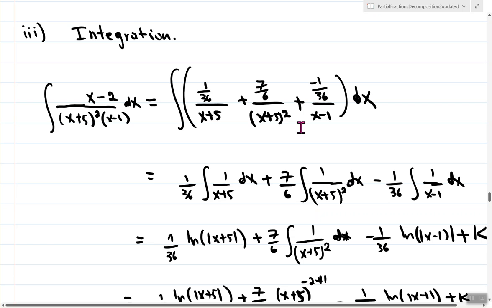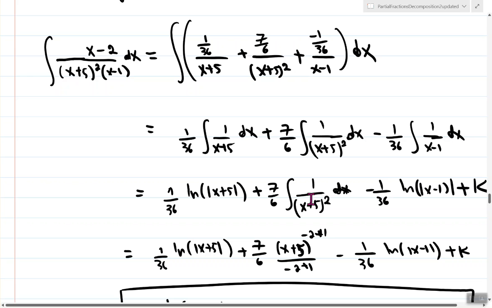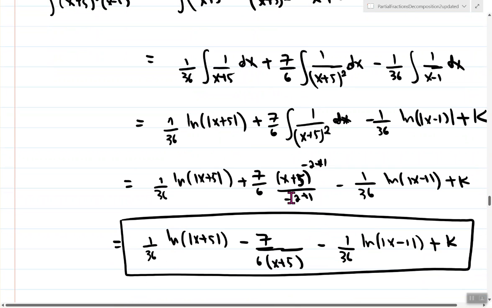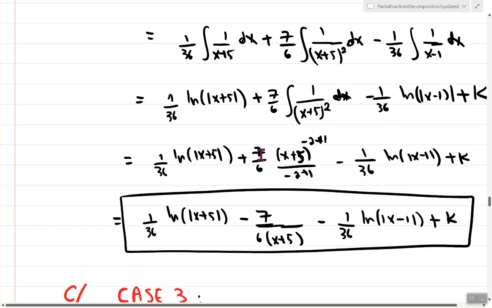For this one, we move 7/6 outside. We end up integrating 1 over quantity x plus 5 squared. We know we're going to use the u substitution. So u is going to be x plus 5, so that we're going to end up integrating 1 over u squared. We change it to u raised to negative 2. We already did this, so we know the answer is going to be x plus 5 raised to negative 1, over negative 2 plus 1, which we can rearrange to become negative 7 over 6 times x plus 5. And then when you collect all of them together, plus k, it gives us the answer.